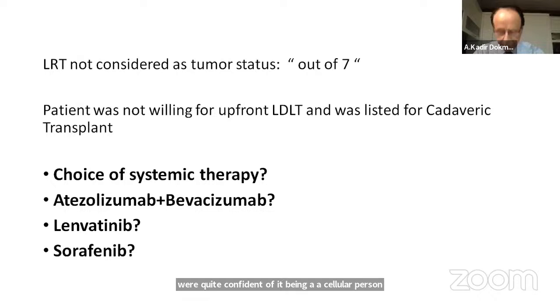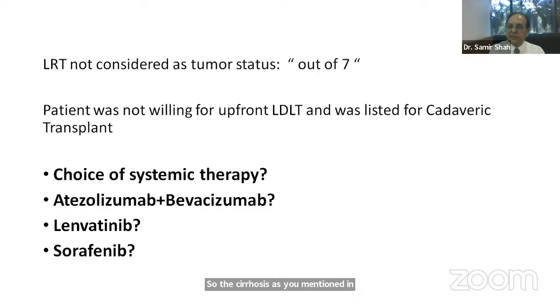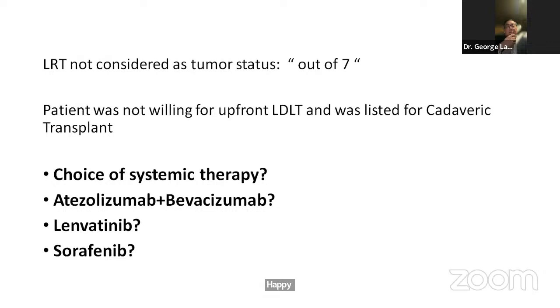Well, may I ask a few questions? What is the etiology of the liver disease, so the cirrhosis, as you mentioned, in this patient? So, Hep B was the suspected etiology of the cirrhosis of liver. Hepatitis B? Fatty liver disease. MASLD. Okay. All right. Yeah, because I really concur with the previous comments.